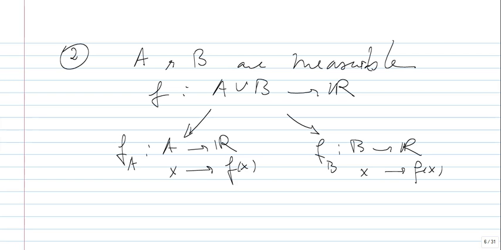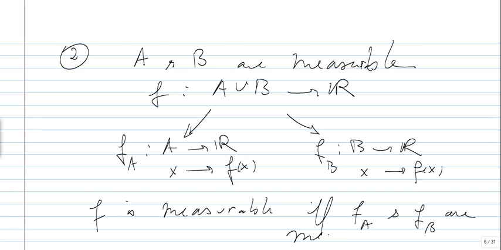What's interesting is the fact that f is measurable if and only if fA and fB are measurable. Okay? So, assume f is measurable, and let us prove that fA and fB are measurable. The proof is similar because of symmetry of A and B, the role they play. So I'm just going to show that fA, in fact, is measurable.